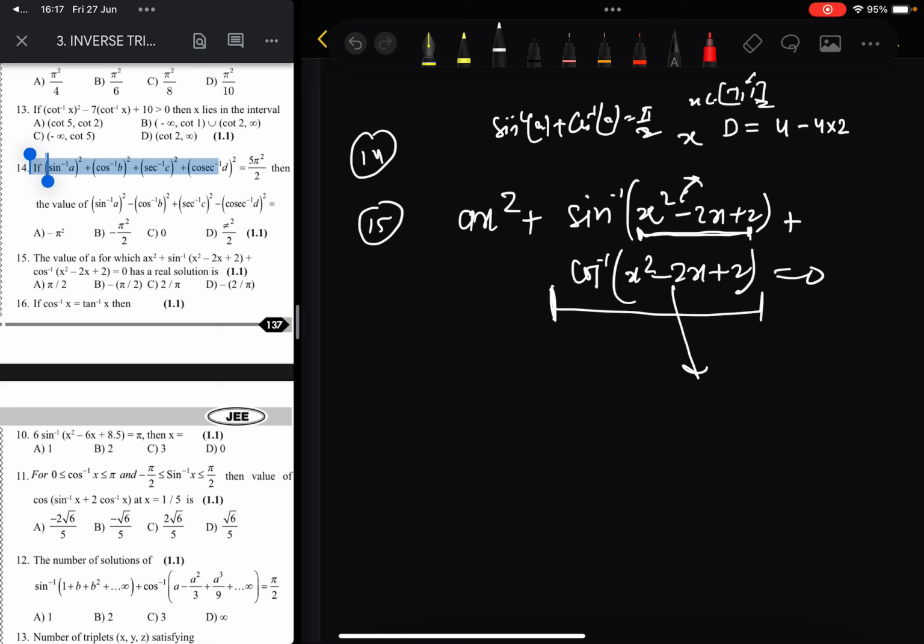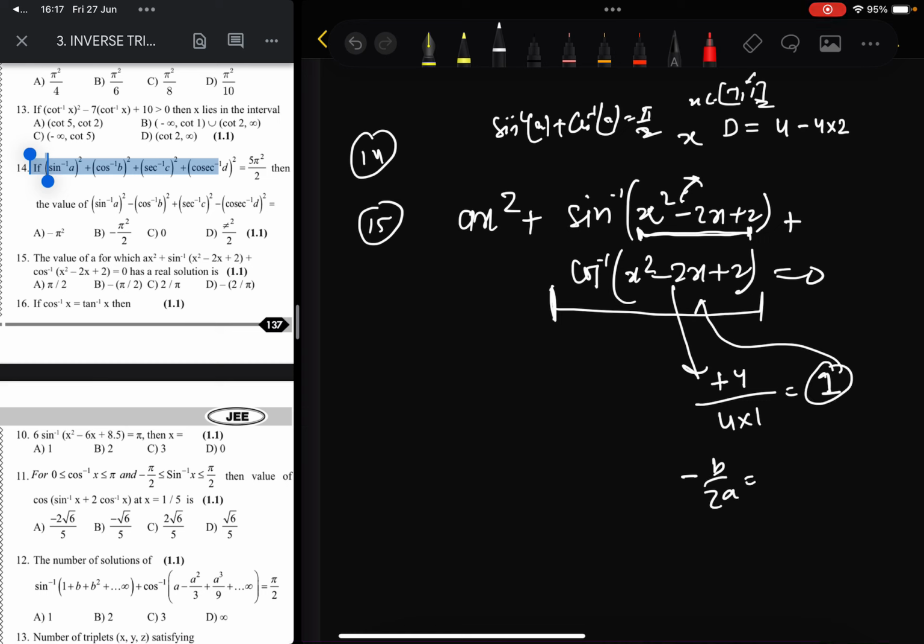Its minimum value is minus D by 4a. So minus (4 minus 8), that will be plus 4, divided by 4a, 4 into 1. So that is 1. Only its minimum value satisfies this. Right? When this value is 1, we need to find the value of x also. That is minus b by 2a. You will get this minimum value.